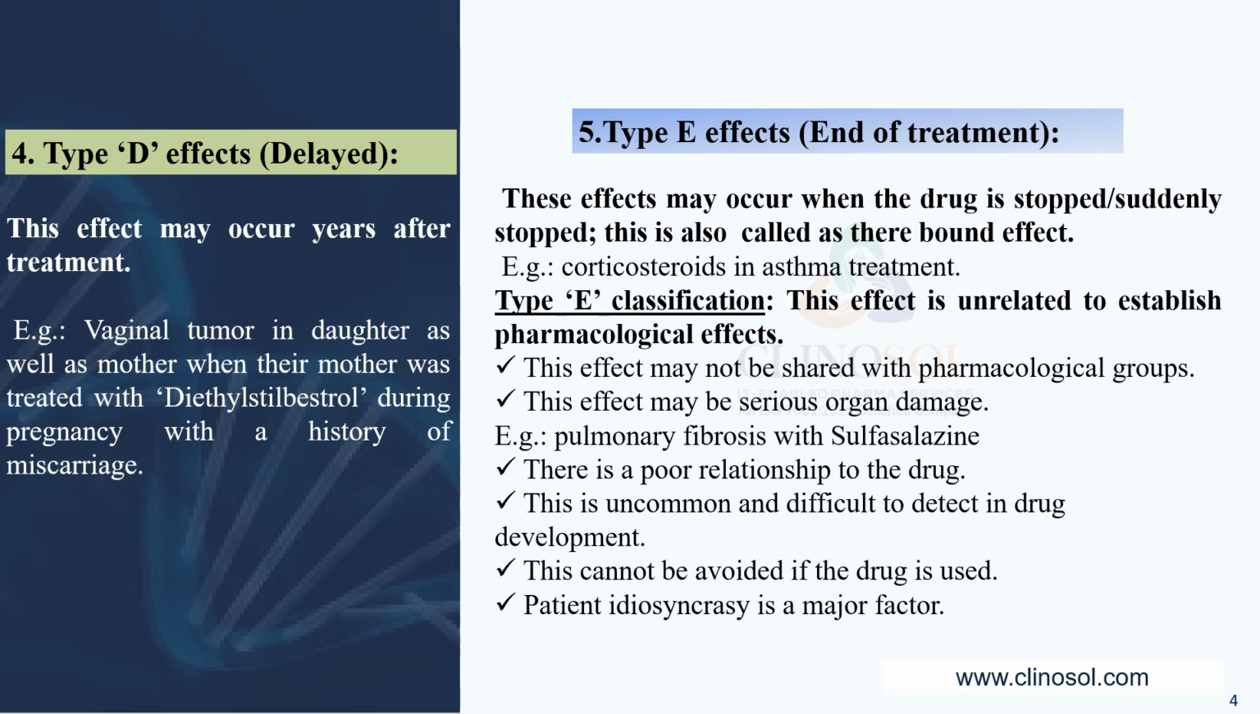This type of effect is unrelated to established pharmacological effect. It may not be shared with pharmacological groups. This effect may lead to serious organ damage. Pulmonary fibrosis is a serious organ damage with sulfasalazine. There is a poor relationship to the drug. This is generally uncommon and difficult to detect in drug development. This type of effect cannot be avoided if the drug is used. Patient idiosyncrasy is a major factor.